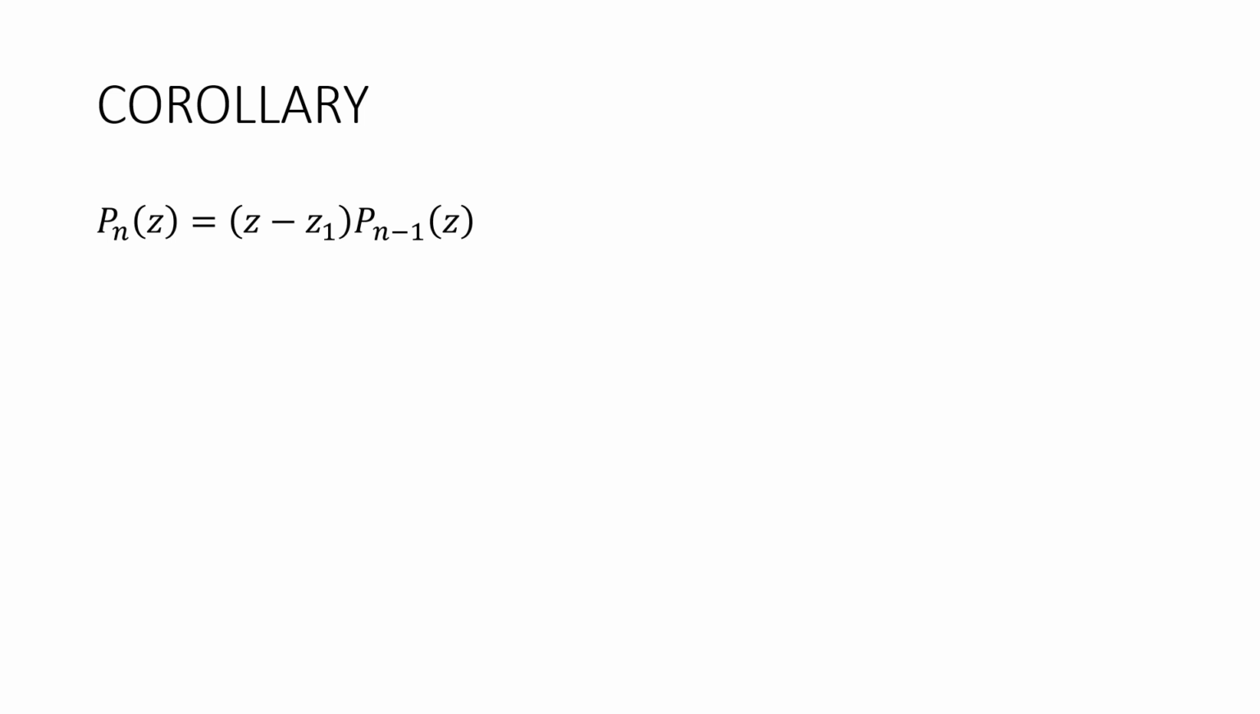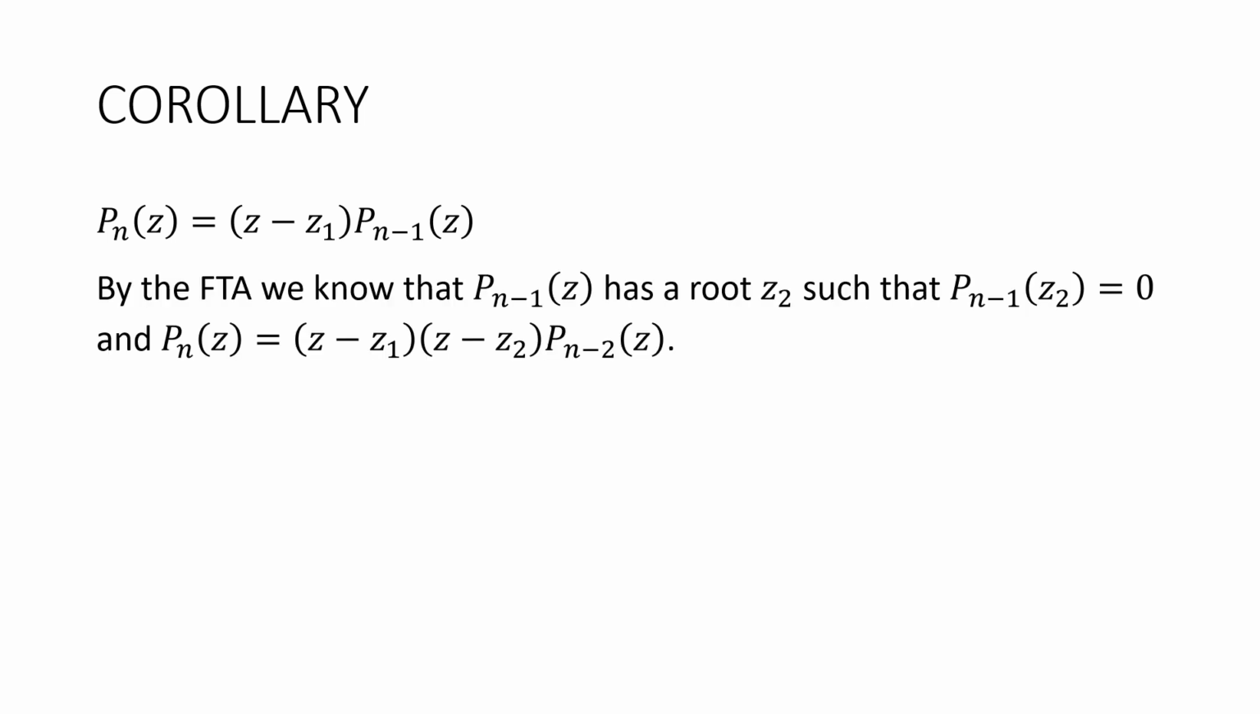So let's do it again. By the fundamental theorem of algebra, we know that P_(n-1)(z) has a root z_2, such that P_(n-1)(z_2) is equal to 0. And so we can write P_n(z) as z minus z_1 in brackets, z minus z_2 in brackets, multiplied by a new polynomial, P_(n-2)(z). And you can see where this is going.